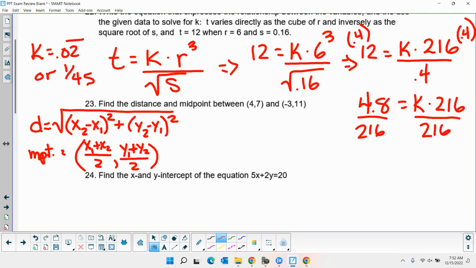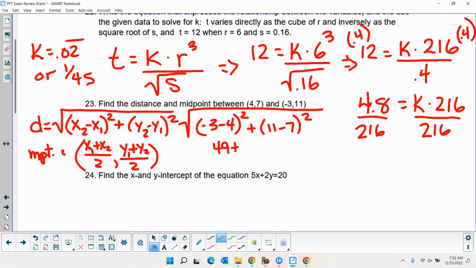Okay. So the distance would be x2 negative 3 minus x1 4 squared. Remember, it's going to be square root then. Plus y2 11 minus y1 7 squared. So that's a negative 7. When I square it, it's positive 49. And that's a 4 squared. That's a 16.